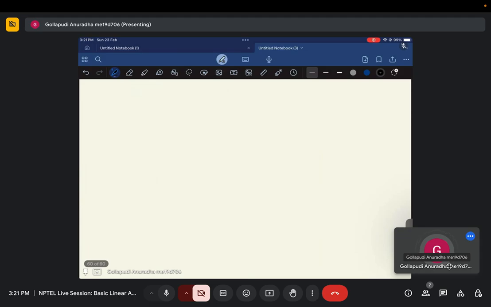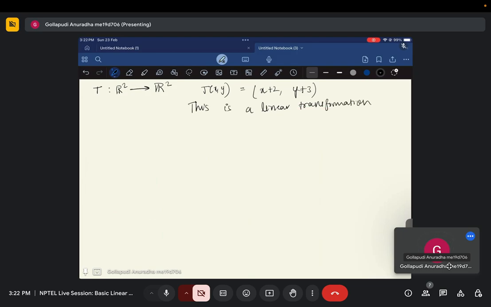So next question is, if T is from R2 to R2 and T such that x plus 2 and y plus 3, so I am saying that this is a linear transformation. It's a true or false question. So T is a linear transformation. So it's true or false?